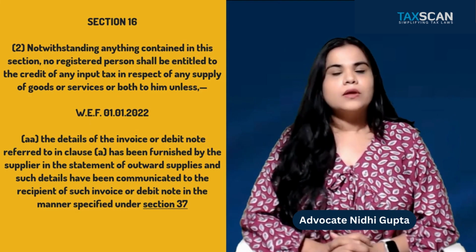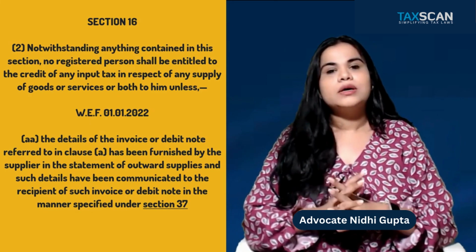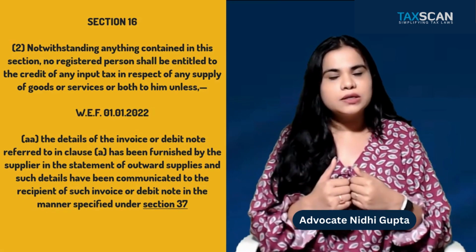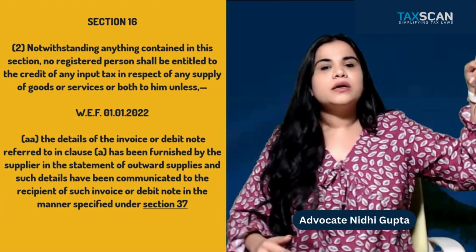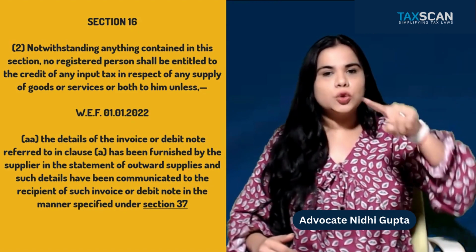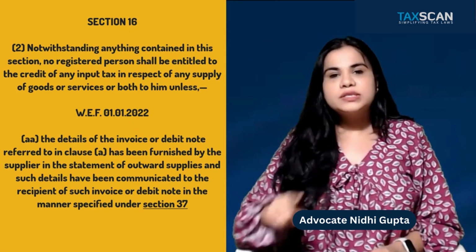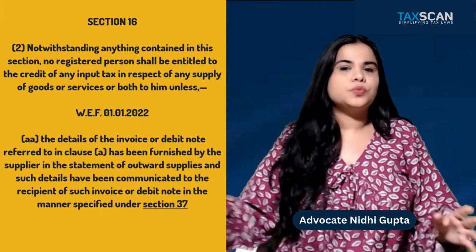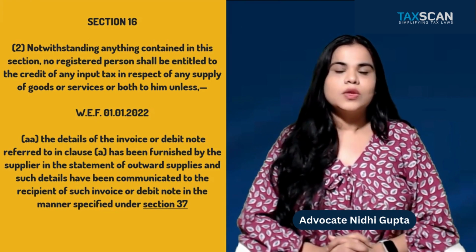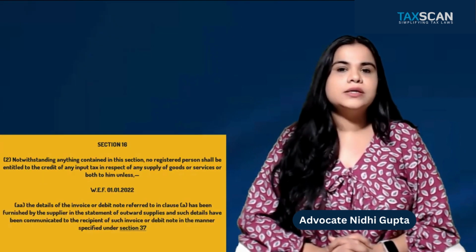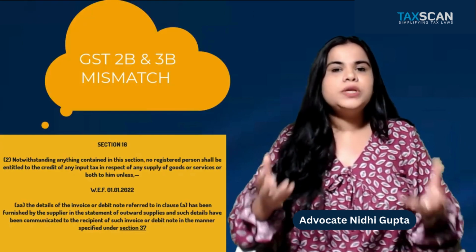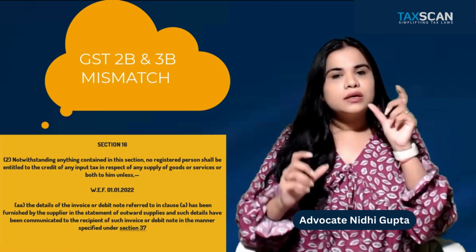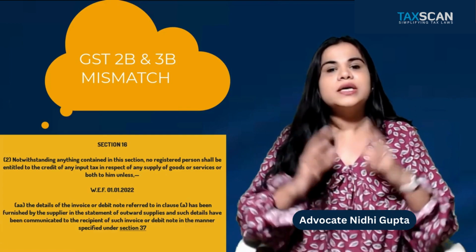16(2)(aa) talks about that the invoices on strength of which that recipient is availing that ITC must be indicated by his supplier in his outward supply, and those invoices are getting reflected in his inward supply in form GSTR 2B. In short, if there is any GSTR 2B 3B mismatch for any recipient, then that differential credit is his ineligible credit.